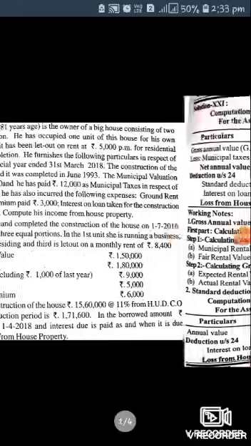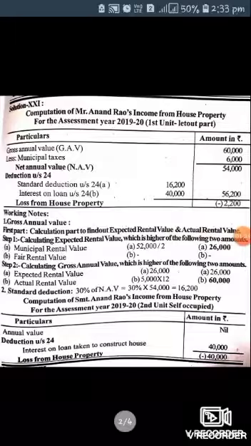Let's see the computation. So here is Mr. Anandrav's income from house property for 19-20. First, the let out unit part. Here the gross annual value of the house is 60,000 and municipal taxes are 6,000. So the net annual value is 54,000.